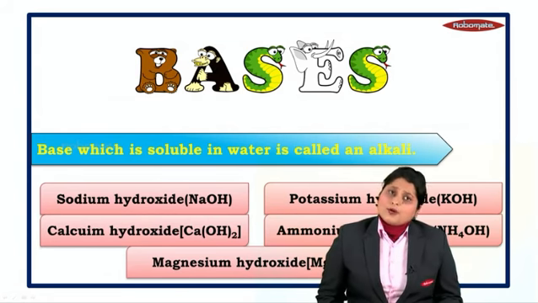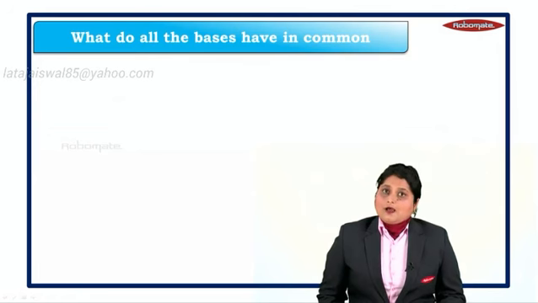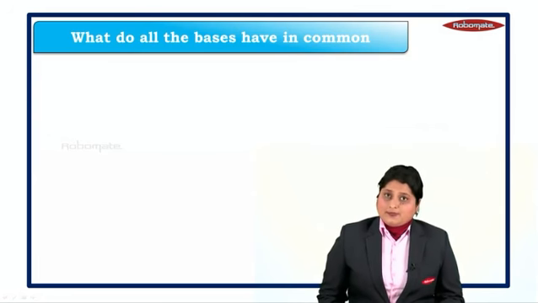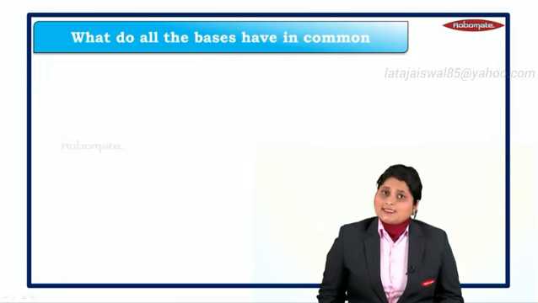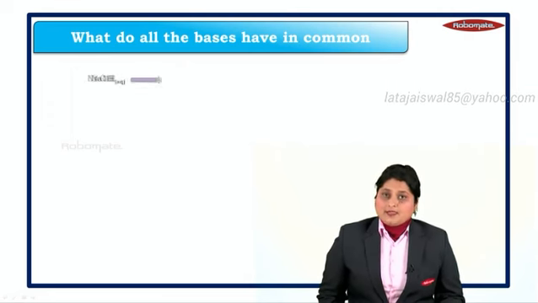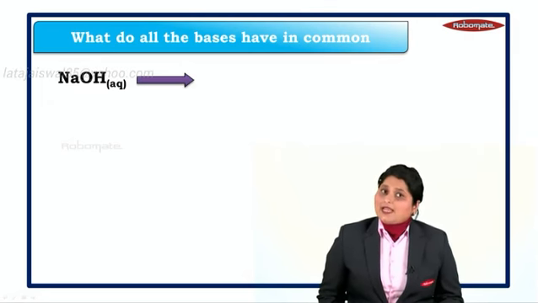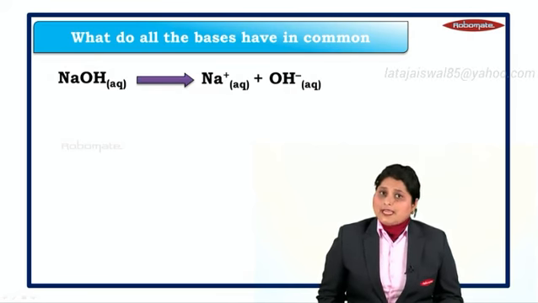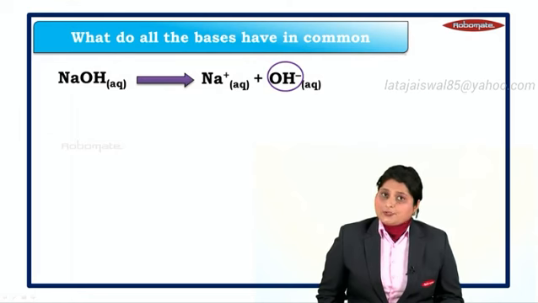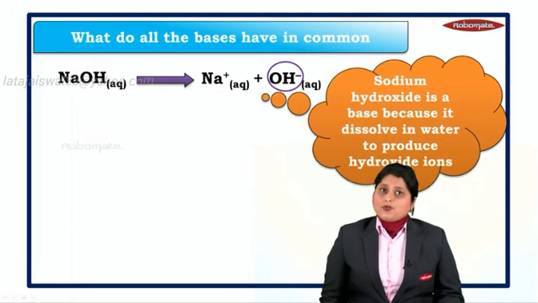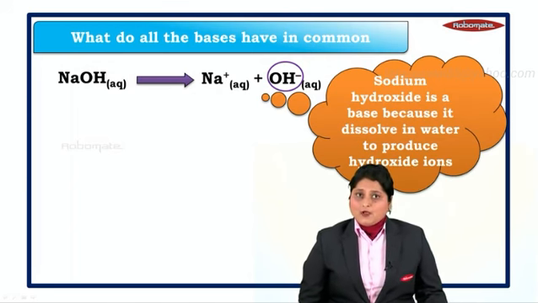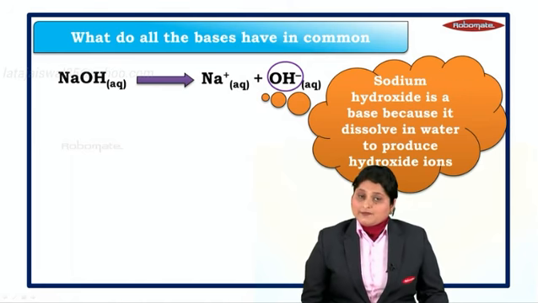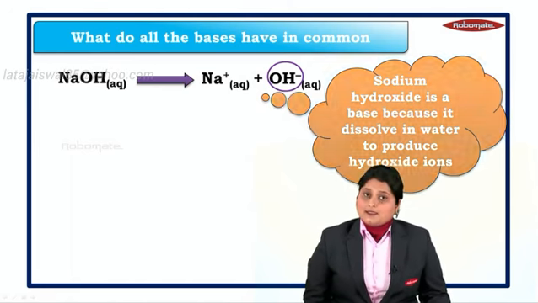Let's learn something more about these bases. What do all the bases have in common? The way we have learned for acids, let's now learn for bases. We take an example. For example, we have NaOH, that is sodium hydroxide. When we dissolve sodium hydroxide in water, it splits up into Na+ and OH-. So we say that sodium hydroxide is a base because it dissolves in water to produce hydroxide ions. So we confirm that NaOH is a base.